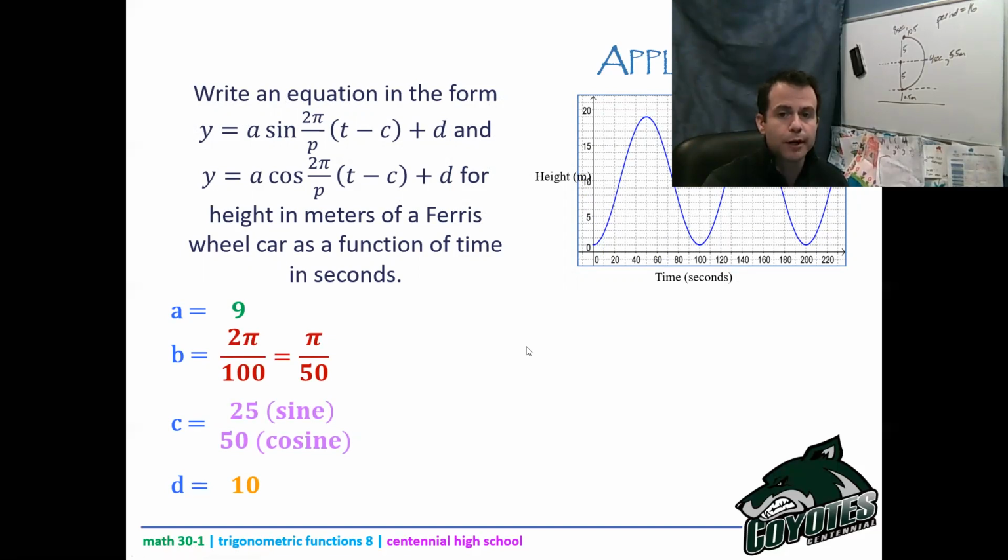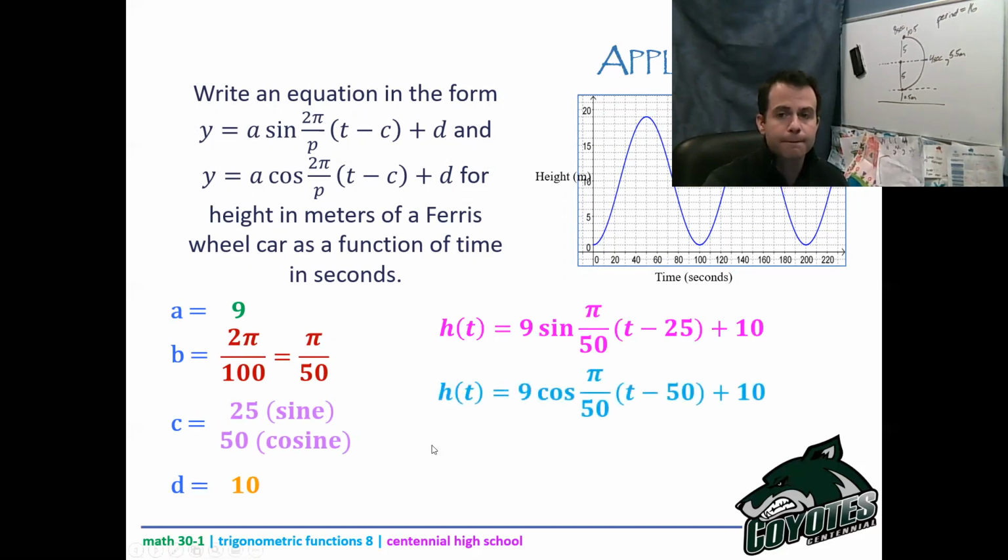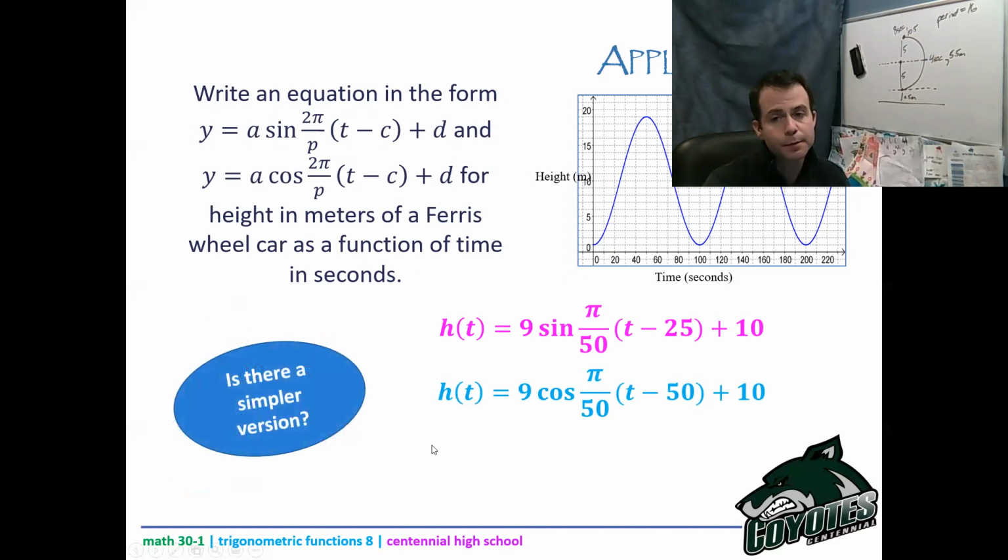So then those two equations would look like this. And then again, is there a simpler version? Yeah, we could do the reflective cosine, which is -5 cos of pi over 50 t plus 10.